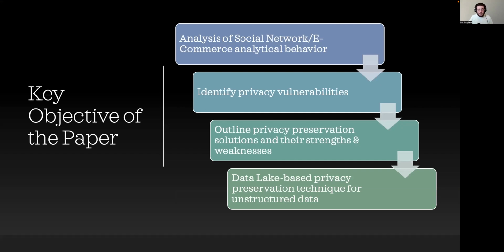So what are the key objectives of the paper? The paper analyzes the current situation when it comes to social networks and e-commerce and other applications and services that utilize big data analytics to function. The paper aims to identify vulnerabilities of web analytics when it comes to user privacy. The paper also outlines both the strengths and weaknesses of various privacy protection and prevention solutions and models. The paper also proposes a data lake-based modernistic privacy preservation technique to handle privacy preservation in unstructured data, and we're going to get to that in a little bit.